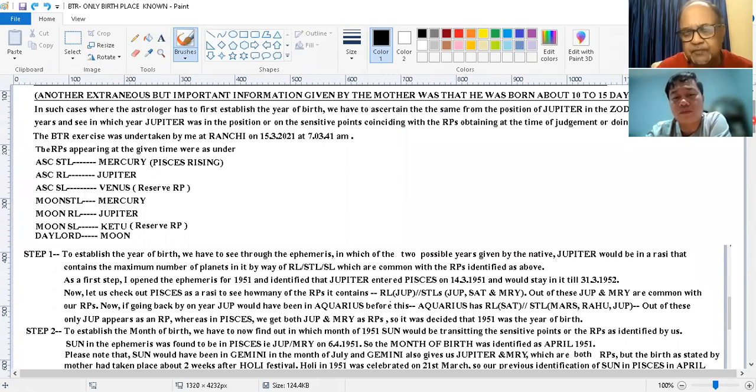One, where nothing is known and only the place of birth is known. Then the next is where only the year is known; you have to locate the month, the date and the time. Then the next is where year and month are known; you have to locate the date and time. And the next is where the approximate time is known and the date is known; you have to correct the time of birth. You have to rectify the time. That is what BTR is.